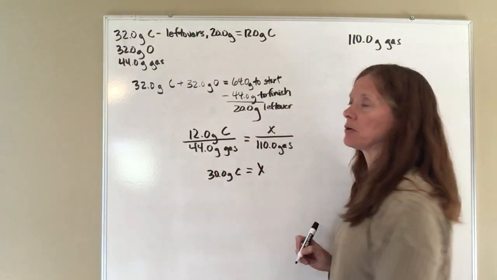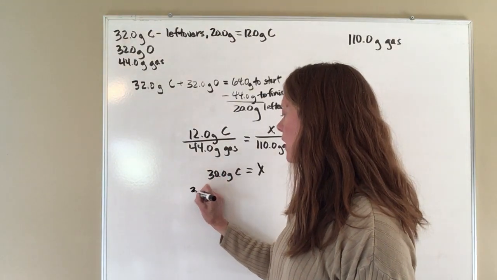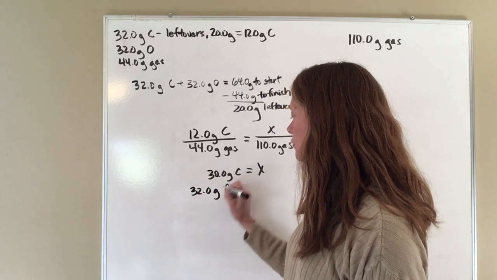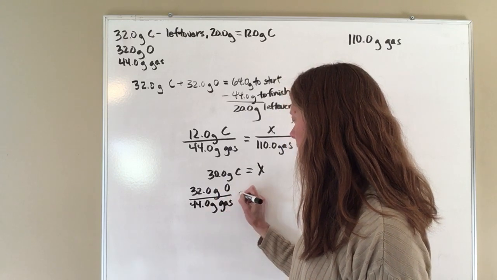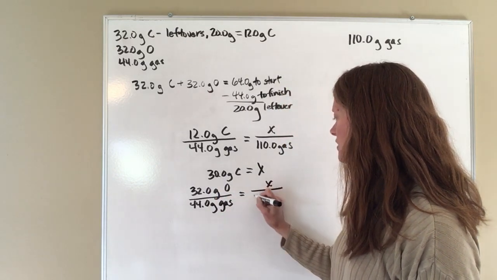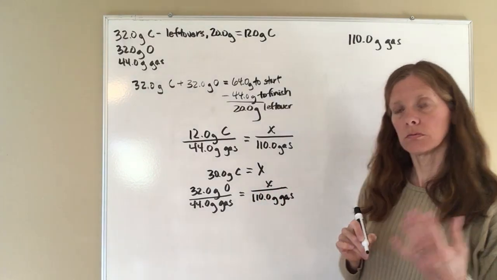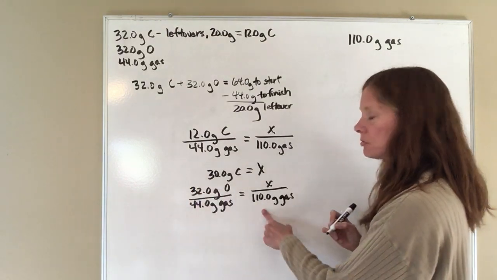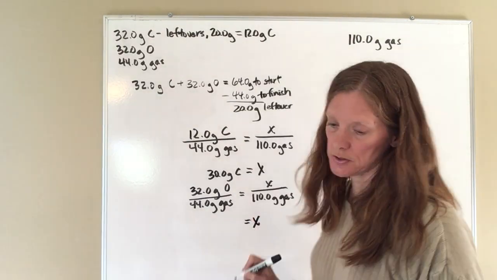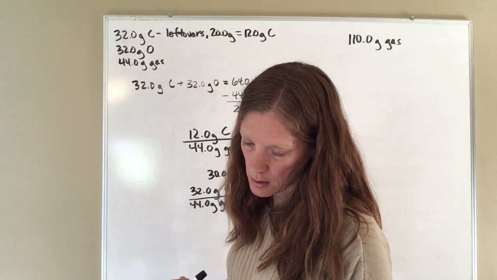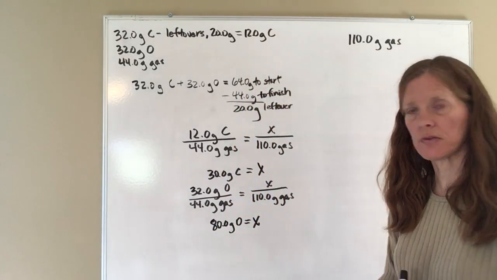I'm going to do the same thing and figure out how much oxygen I'm going to need to make 110 grams of the gas. So I'll set it up the same way, only this time I'm going to put 32 grams of oxygen over 44 grams of the gas. And this time I want to make 110 grams of the gas, just like I did up here. So type it into your calculator as 32 times 110 divided by 44, and you will end up with 80 grams of oxygen, 3 significant figures again.